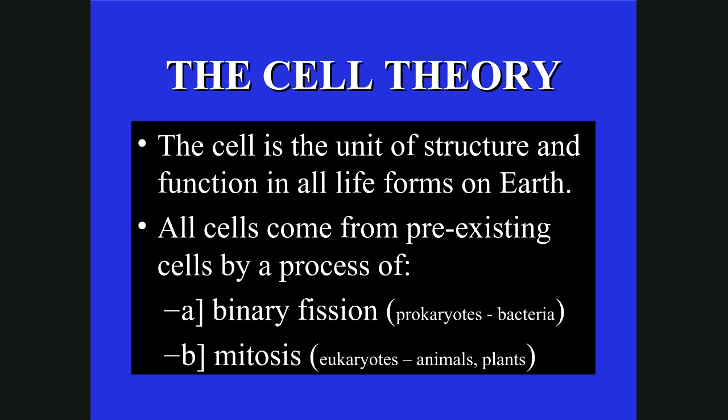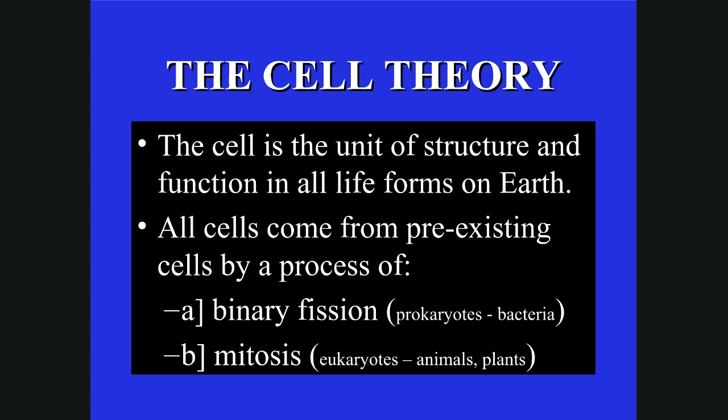The cells then, where do they come from? So far, we can't make a cell in a test tube yet. But so far, the only thing that can make a cell is a cell. And what they do is they do a thing called binary fission, or they do a thing called mitosis, where one cell can become two.